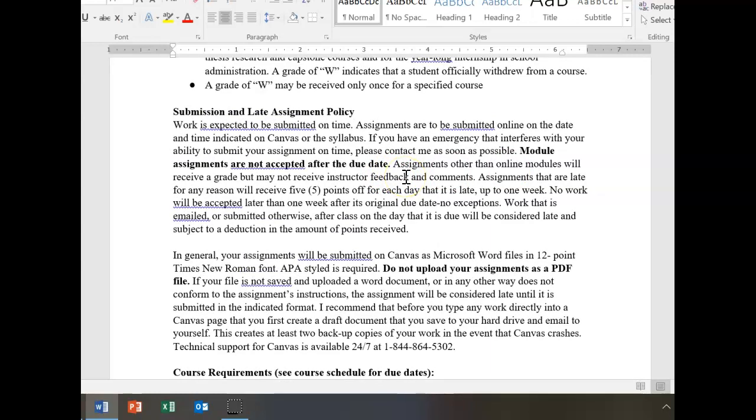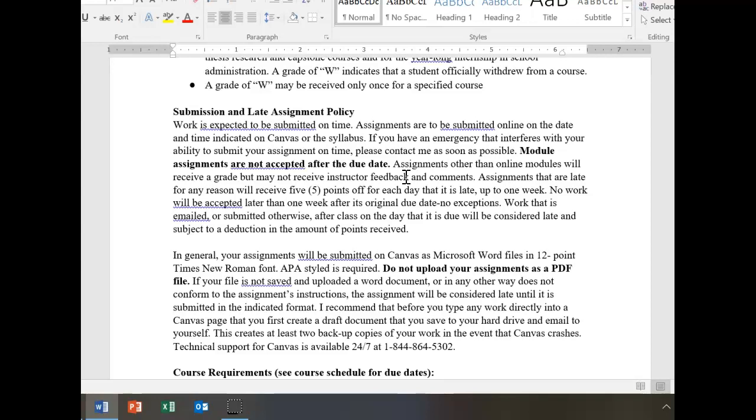Submission and late assignments. All of your work is expected to be submitted on time. You will have modules due every week that we meet online. Modules are not accepted late. They are not accepted after the due date. You have an entire week to work on these modules, and that is in lieu of class time. So I don't make exceptions for this unless it's some sort of, I guess I just contradicted myself.